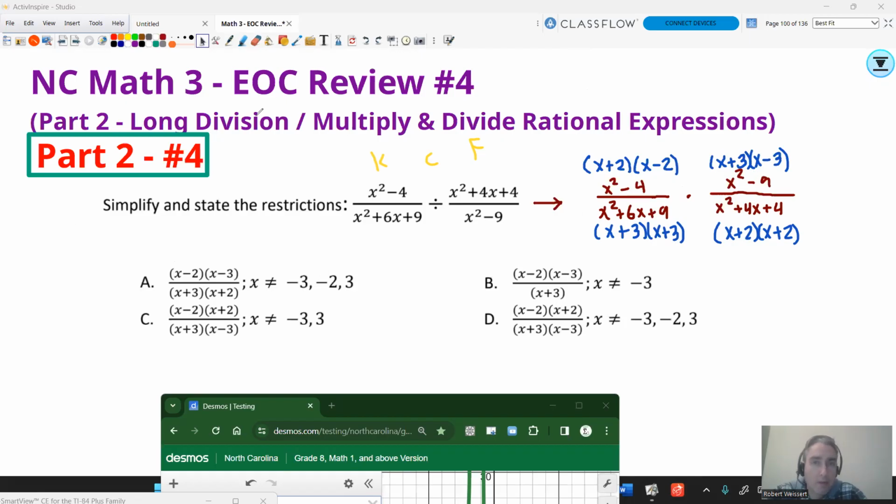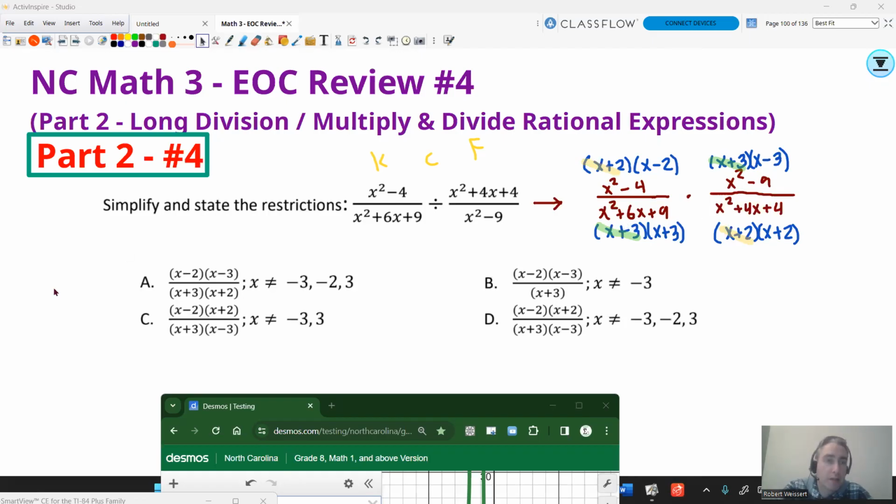I'm going to go ahead and cancel factors out. You can see I have a pair of x plus 2's that'll cancel out, one on the left side, one on the right bottom side. And the same thing with the x plus 3's. This is one big multiplication problem, so you can get away with doing that. That'll cancel out here, and that'll cancel out there.